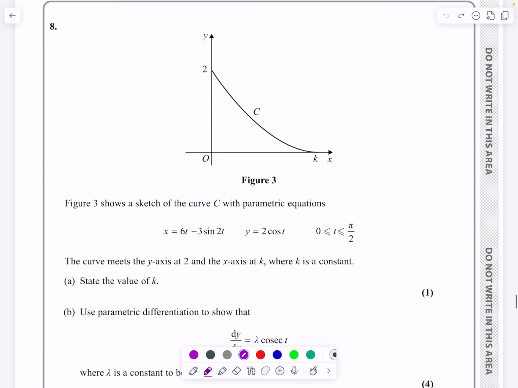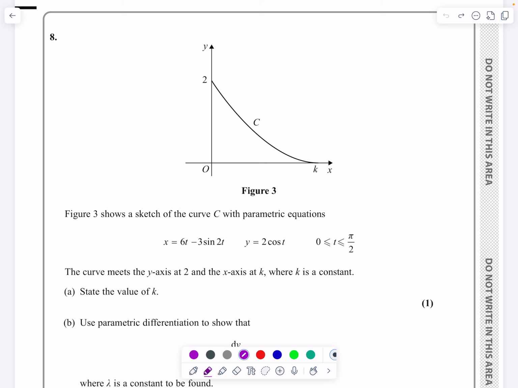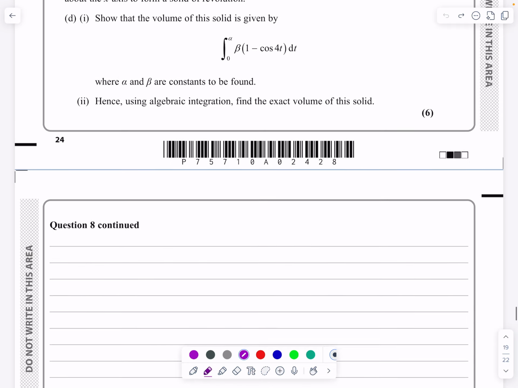So it gives me this equation, tells me that x is equal to this, y is equal to this. Be aware of what's happening with t for later on in the question. And then it says the curve meets the y-axis at 2 and the x-axis at k, and asks, can we find the value of k? Well, yeah, absolutely, certainly. We can do that one.